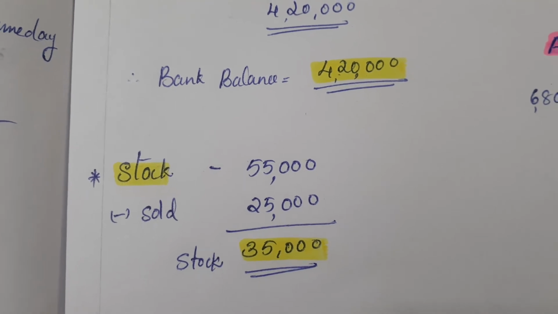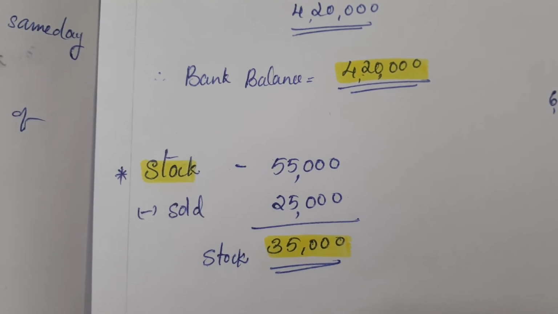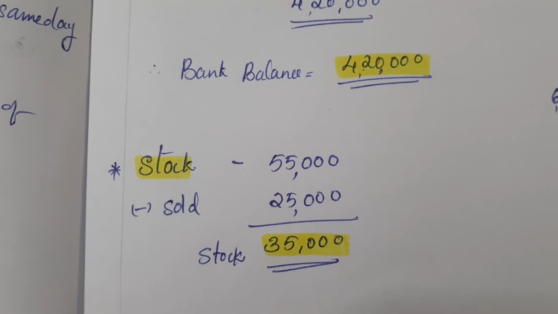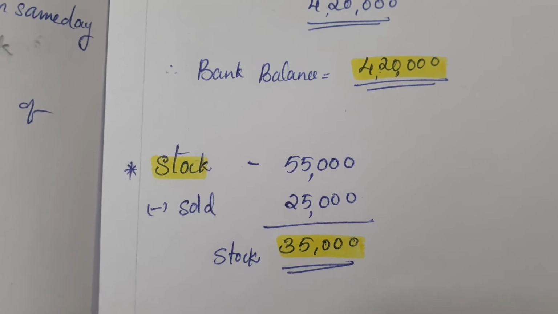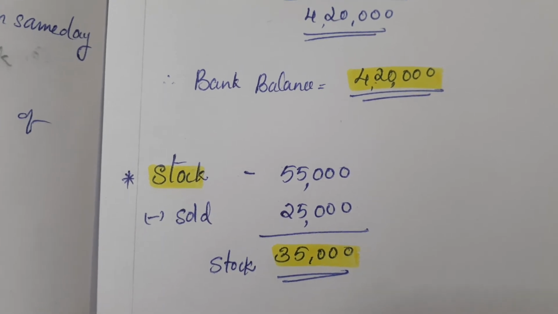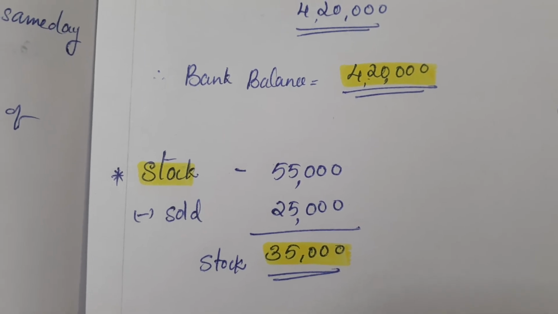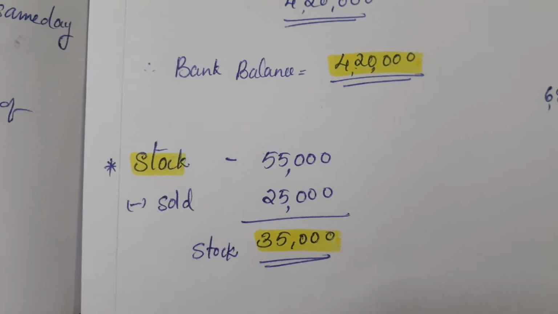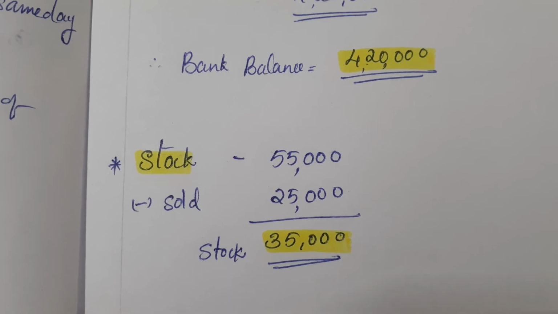Then about the stock, that is again an asset. We bought stock or goods from Miss Sumit at rupees 55,000, right? So stock total amount is 55,000. Then later we sold the same thing to Rajni Enterprises. We didn't sell 55,000. We sold only 25,000, but it is for 10,000 rupees profit, so that we are not showing here. How much did we sell? Only 25,000. So we are deducting that 25,000 from total stock. So the balance stock is 35,000 only. That amount also we have to show on the asset side.